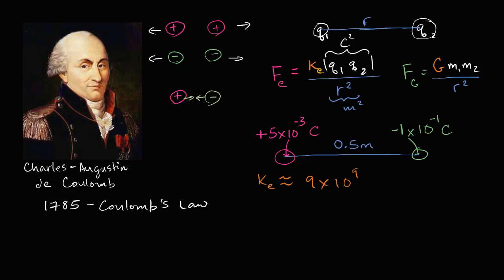And so the units here are actually newtons, meters squared, and that cancels out with the meter squared in the denominator. Newton meter squared over Coulomb squared. So these meter squared will cancel with those, and the Coulomb squared in the denominator will cancel with those, and you'll be just left with newtons.